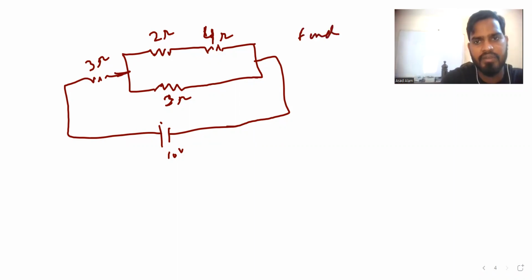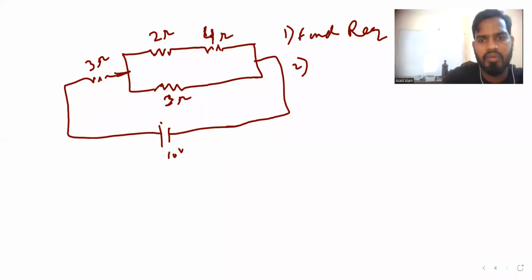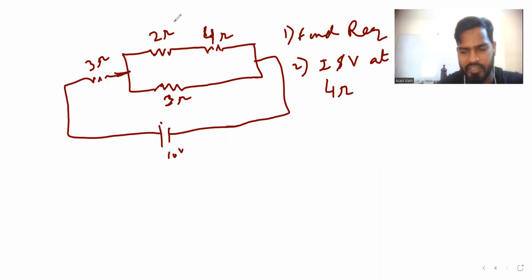find R equivalent. First question. Second is voltage and current, current I and V at 4 ohm. Try this question. Try it once by yourself, then I'll try. Pause it and try it.